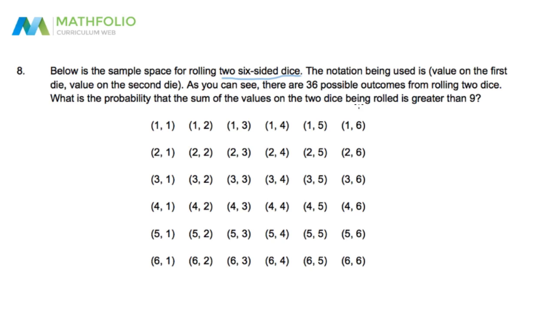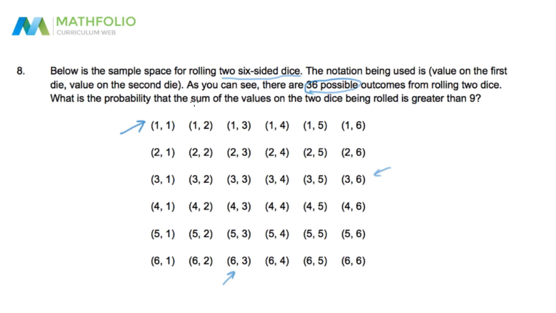It says that the notation being used is value on the first, value on the second. So this 1 1 is like throwing a 1 on the first die and a 1 on the second die. This one right here, 3 6, is like throwing a 3 on the first and a 6 on the second. Whereas if we went to 6 3, it's like throwing a 6 on the first and a 3 on the second. As you can see, there's 36 possible outcomes. We can check that because it's 6 numbers this way, 6 numbers up and down. 6 times 6 is 36. So it's 36 different things that can happen.